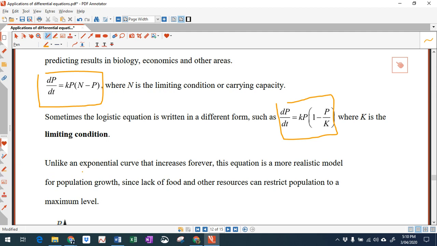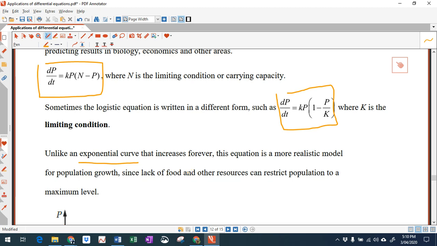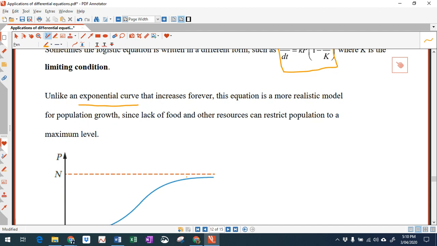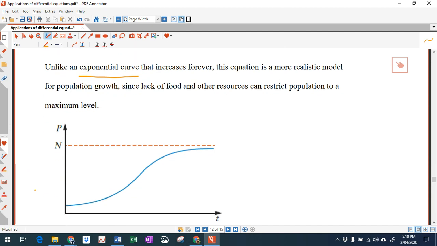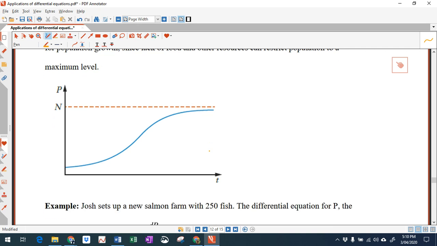Now, what's so special about this? Well, unlike an exponential curve that increases forever, this equation is more realistic for population growth, since lack of food and other resources can restrict population to a maximum level. If your population is increasing exponentially, it can't grow forever because you're limited by resources. So eventually the population will start flattening out depending on the limiting condition of the resources. So this is probably a more realistic equation to use for modelling populations.